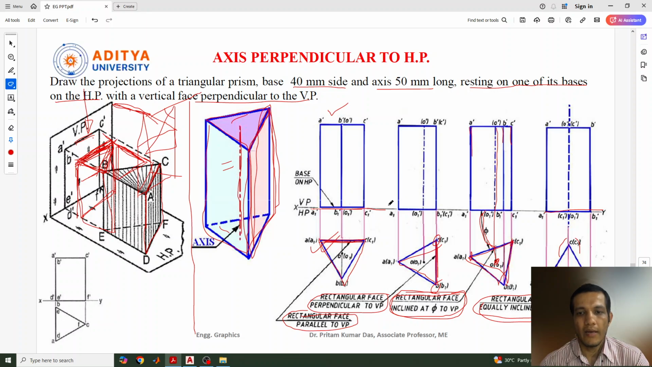So these are the different types of problems that may be asked in the exam when the surfaces are given, edges are given, when it is parallel to the vertical plane or perpendicular to the vertical plane, but your axis will be perpendicular to HP for that condition.